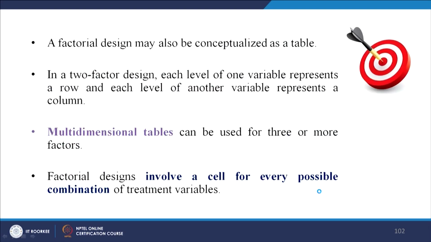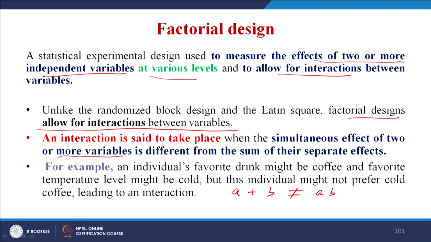So, now take this example. An individual's favorite drink might be coffee, he likes coffee, and favorite temperature level might be cold. So, he loves coffee, he likes cold things, but the same individual will not prefer cold coffee, and this is what an interaction effect is. So, you may love coffee, you may love cold things, but you do not love cold coffee, right.